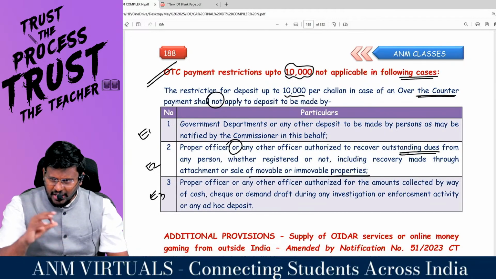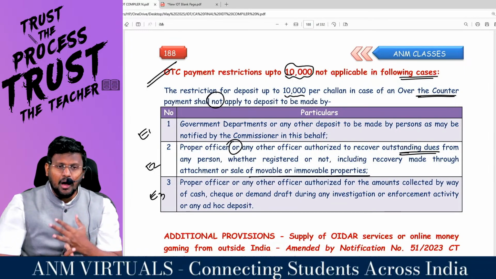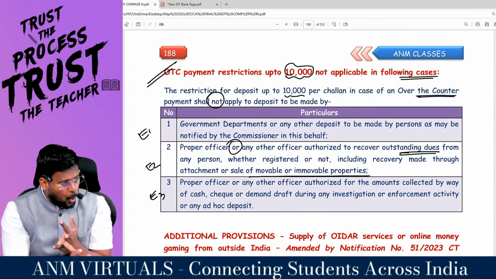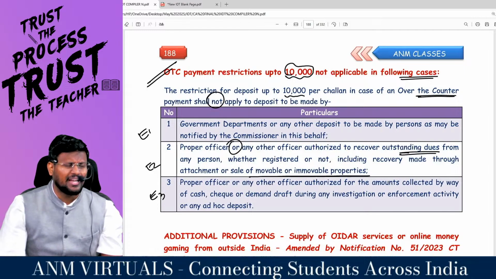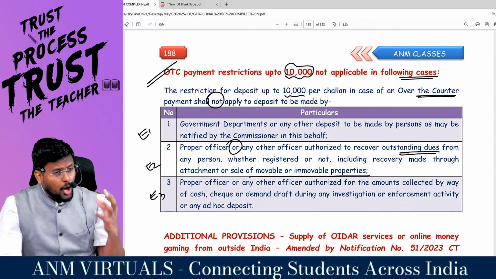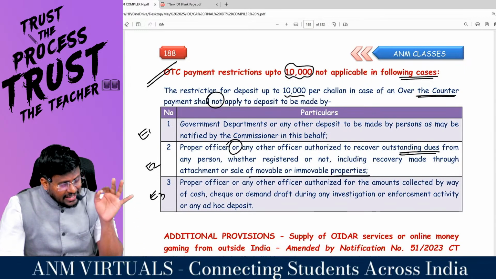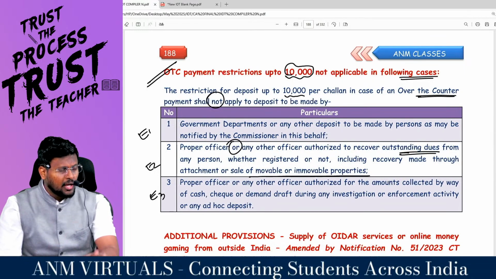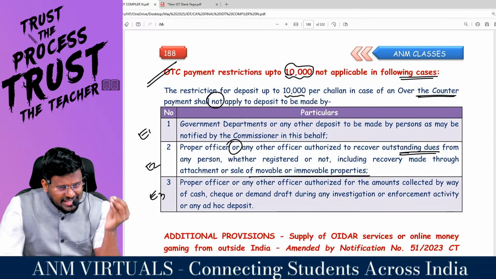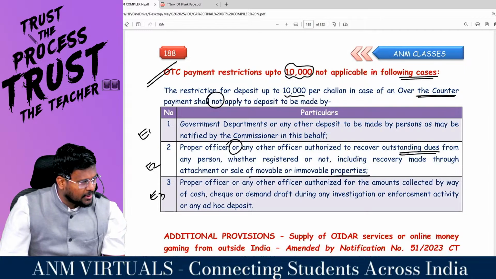If you are liable to pay any amount to the department, and if that amount has not been paid, they will come and, sir, seize your car. They will come and seize your home. Or your bank account will be seized. Like that, so many recoveries are there. So, if any proper officer has recovered that through the recovery modes, then that proper officer can deposit the tax in the name of the taxpayer even more than how many rupees? 10,000.